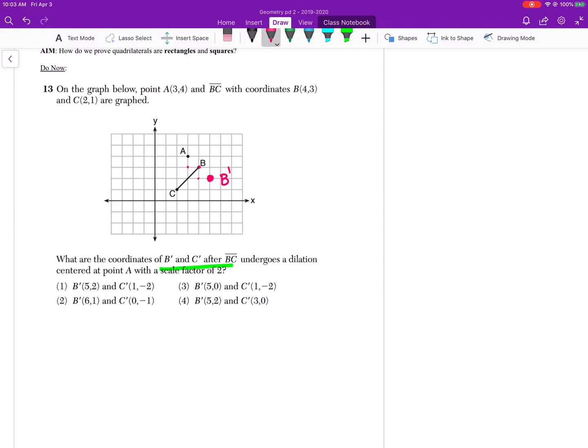Okay, same thing from A to C, but the movement is different. So it would be down 1, 2, 3, left 1, and now repeat that movement because it's a scale factor of 2. Down 1, 2, 3, left 1, and you have C prime. Notice that the lines are parallel. Right? A dilation creates parallel segments. Okay, so what choice would that be? Right. B prime looks like (5, 2), and C prime looks like (1, -2), choice 1.